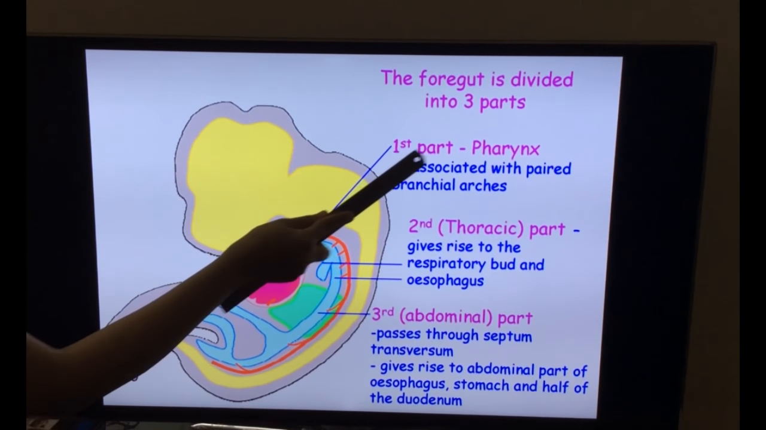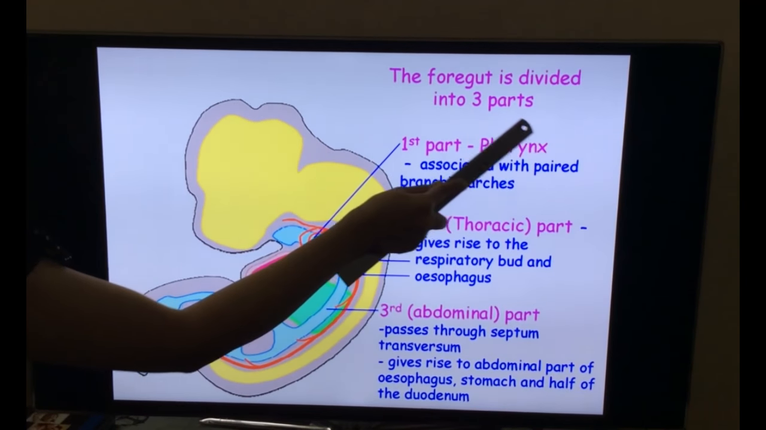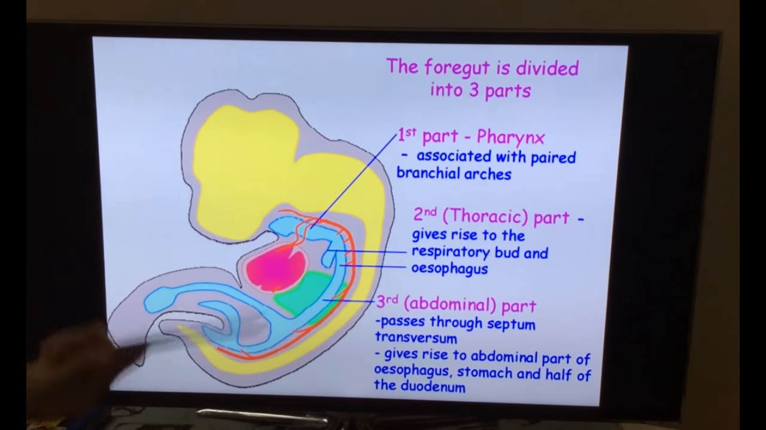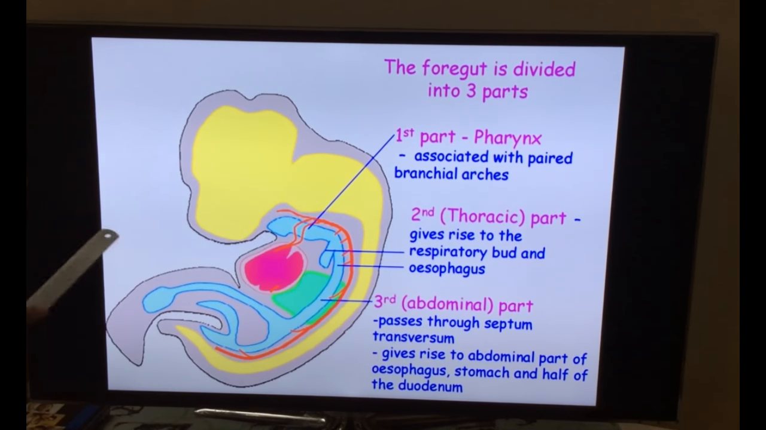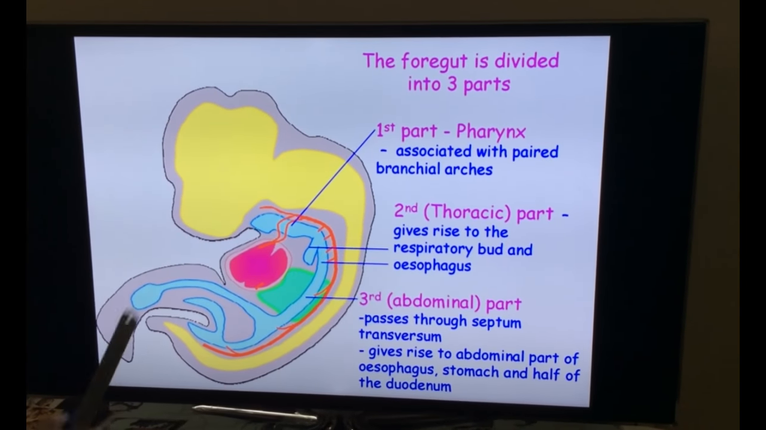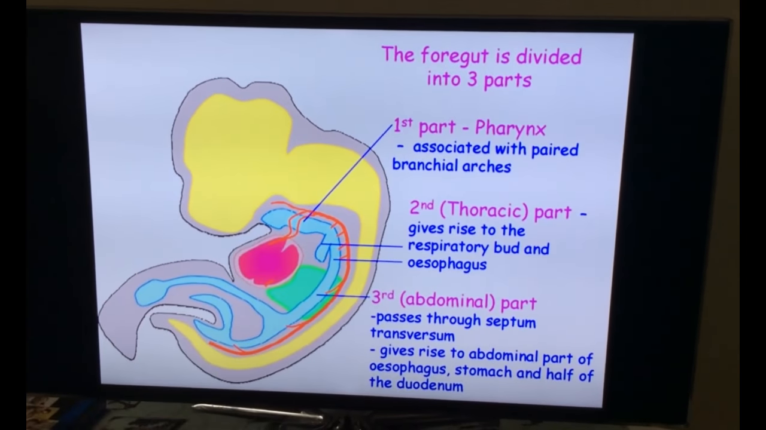The first part mainly contributes to the pharyngeal apparatus, associated with the pharyngeal arches, also called the branchial arches. Presently they use the term pharyngeal arches. So the first part is the pharynx part.